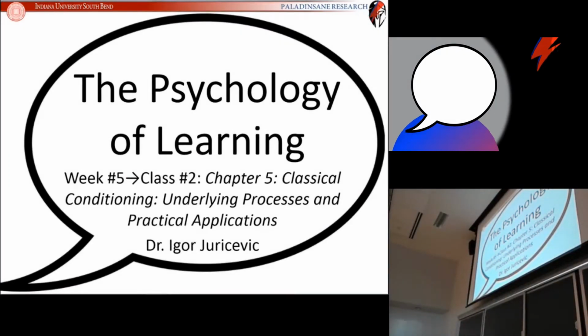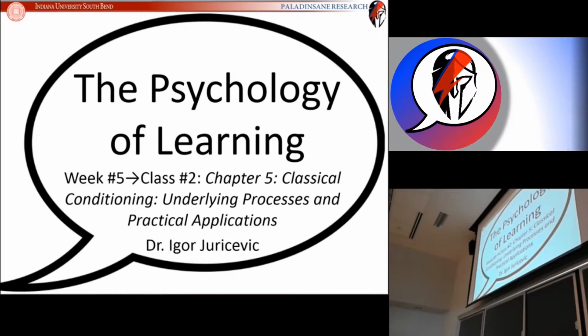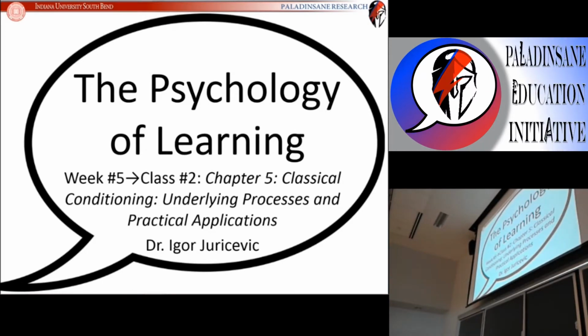Okay, so what we're going to be doing today is we are going to start up on Chapter 5. And in Chapter 5, we're going to continue with our look at classical conditioning. So we've been spending a lot of time on classical conditioning. That is because it is one of the two main forms of learning that organisms use, humans included. So classical conditioning is one of the big ones. Operant conditioning is the other one. We're going to get to that soon, but we've got to keep going on classical conditioning. And today we're going to take a look at more underlying processes and more practical applications.